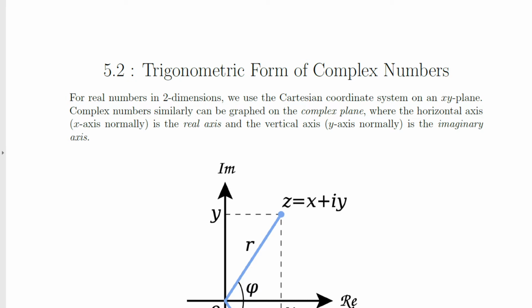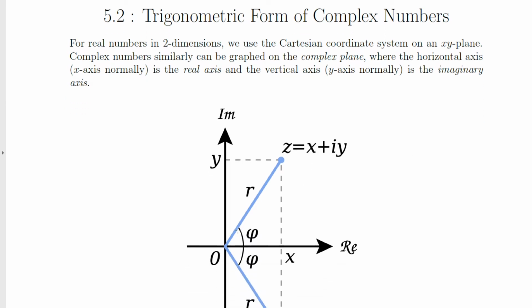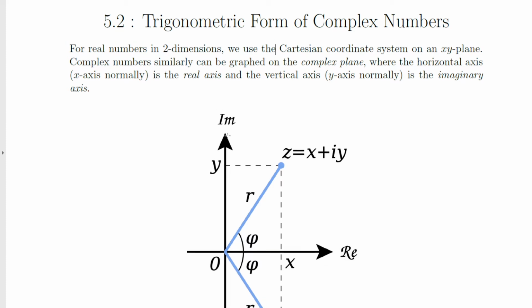All right, so for real numbers in two dimensions, we use what we call the Cartesian coordinate system. It's on an XY plane. Complex numbers, we graph them on what's called the complex plane. So the horizontal axis, which we normally have as the x-axis, we call it the real axis. The vertical axis is the imaginary axis.